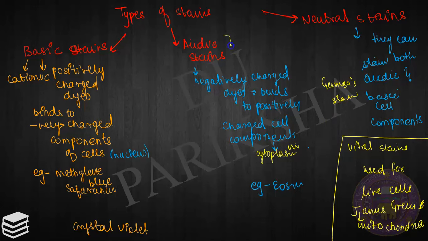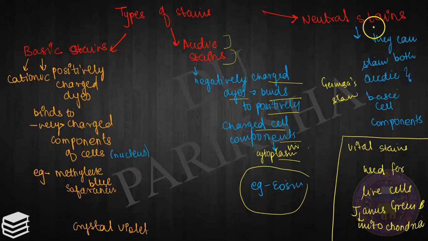Then we have acidic stains. They are negatively charged dyes, anionic. They will bind to positively charged cell components in the cytoplasm. Example: eosin. Then we have neutral stains. They carry a negative charge as well as a positive charge. They can stain both acidic and basic cell components.